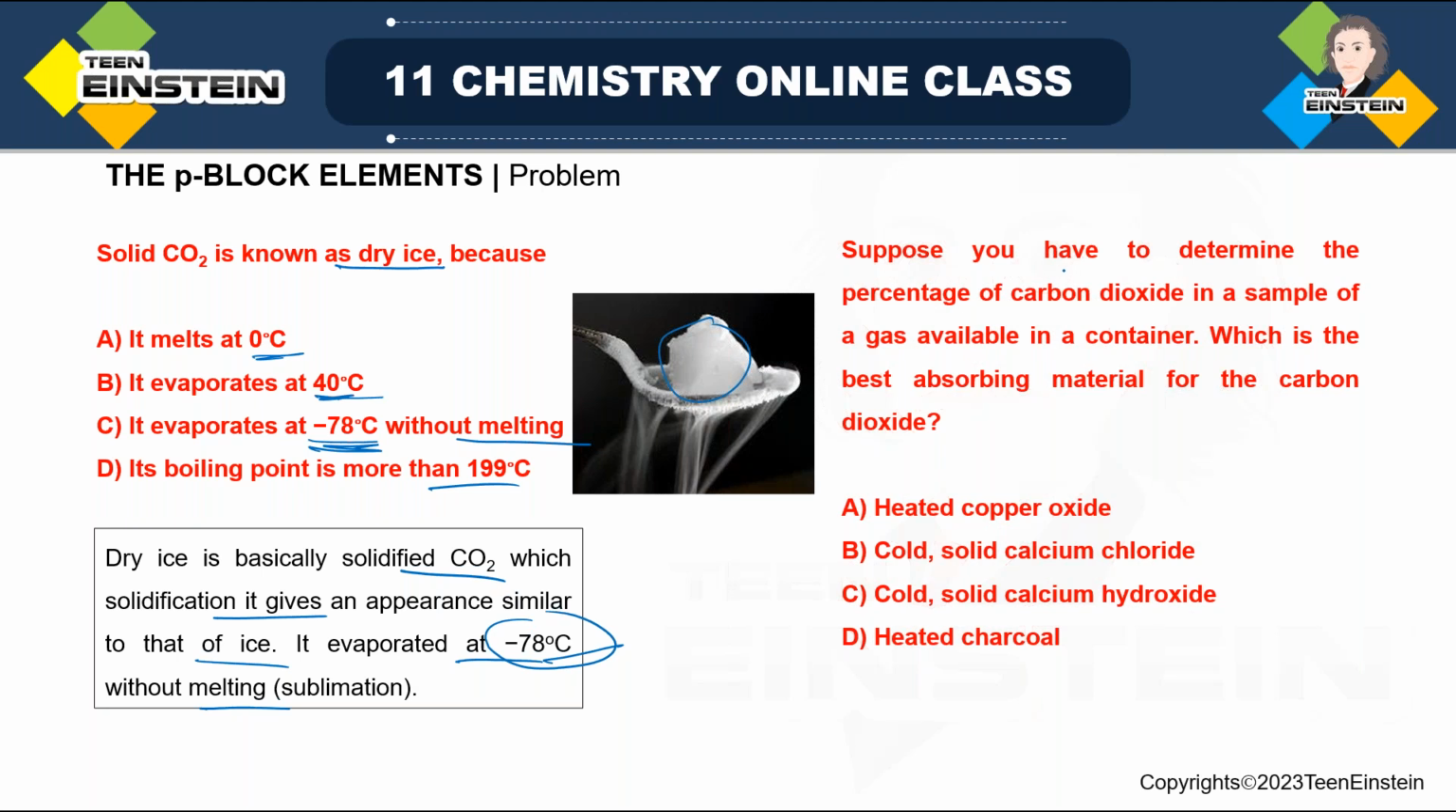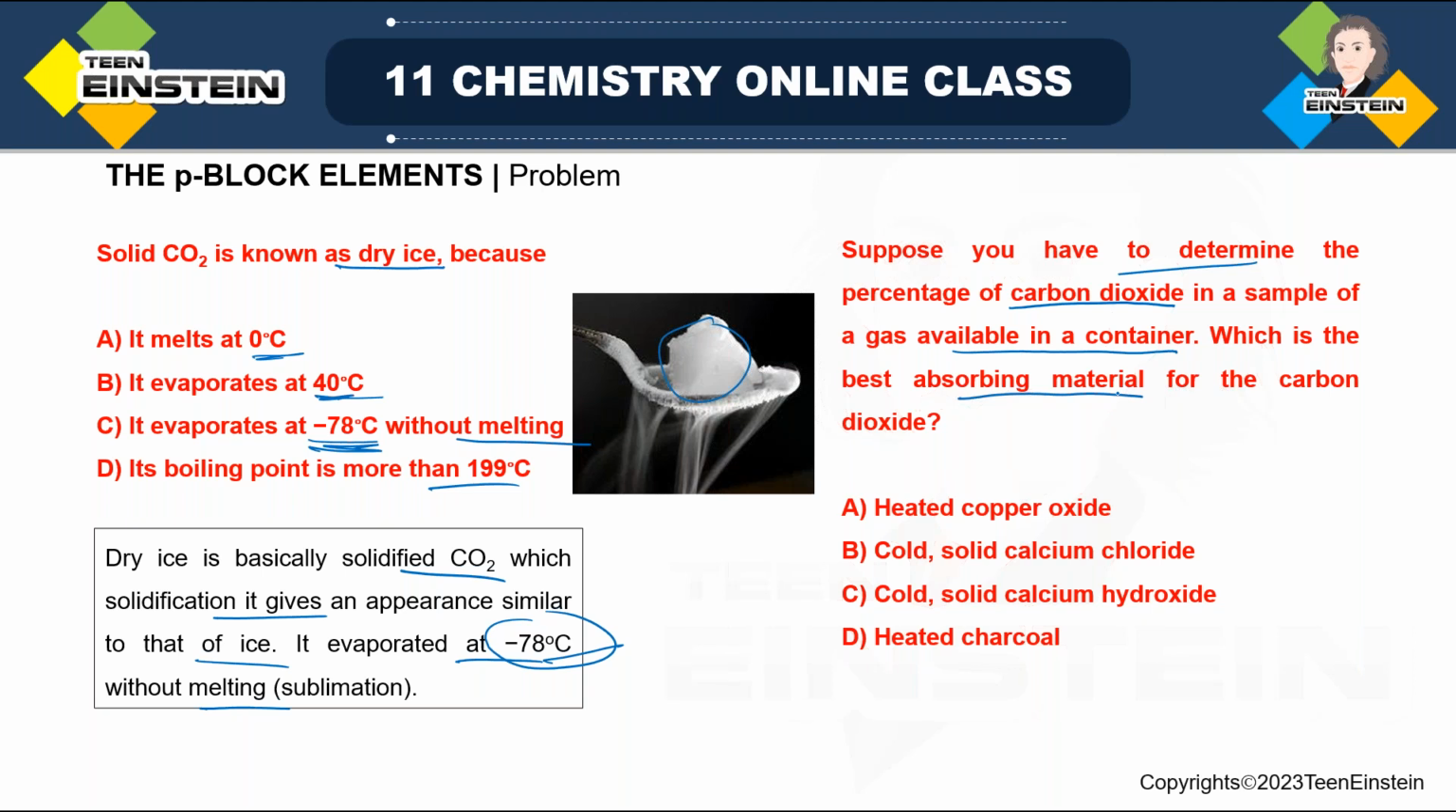Next question. Suppose you have to determine the percentage of CO2 in a sample of a gas available in a container. So there is a container, there is a sample of a gas, and we have to measure the percentage of CO2. Now, to measure this percentage, we need some absorbing material so that CO2 is absorbed onto that solid material, and then the new material we are getting, that is after absorption.